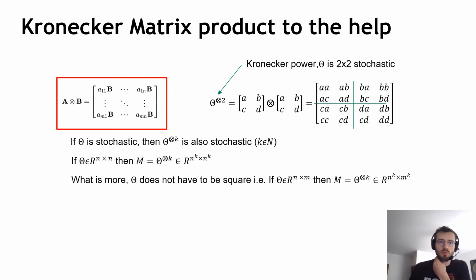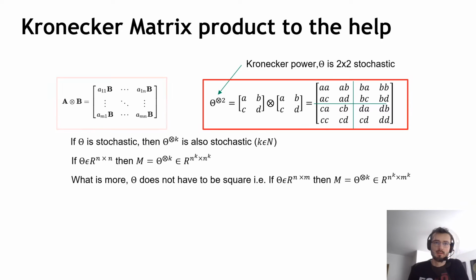Just a short reminder of what a Kronecker matrix product is, because it will be helpful later. So if you multiply A times B Kronecker-wise, here is what you get. Simple, right? So if we know how multiplication works, we also know how Kronecker power works. Theta in this example is 2 by 2, but the reasoning is generic.